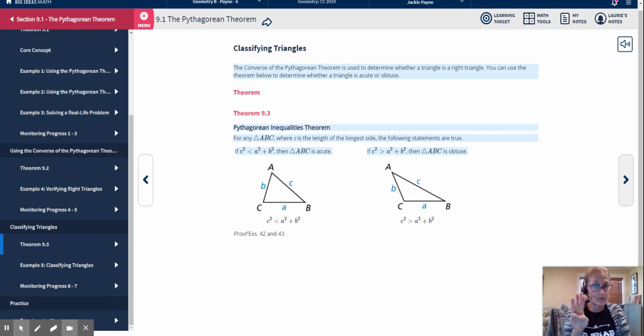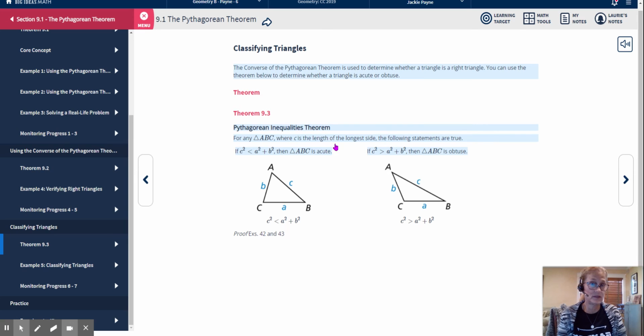Acute means that all three angles are less than 90 degrees. Obtuse means at least one angle is larger than 90 degrees. So remember, it all has to do with that right angle. So it's either less than 90 or more than 90. So it all has to do with the hypotenuse.